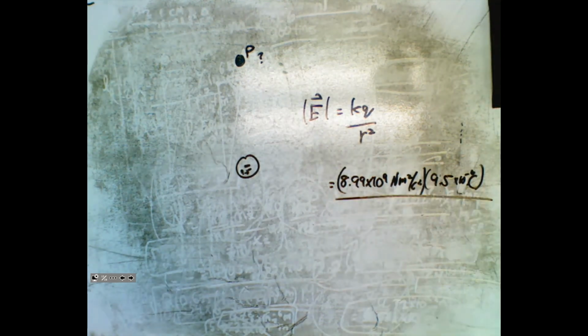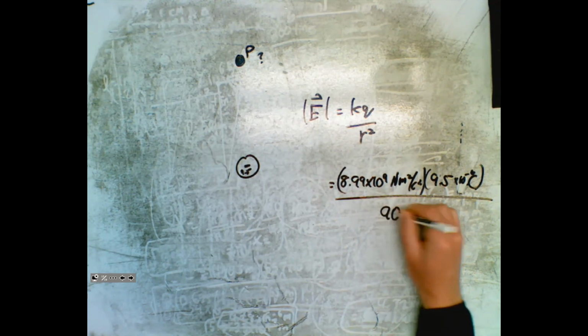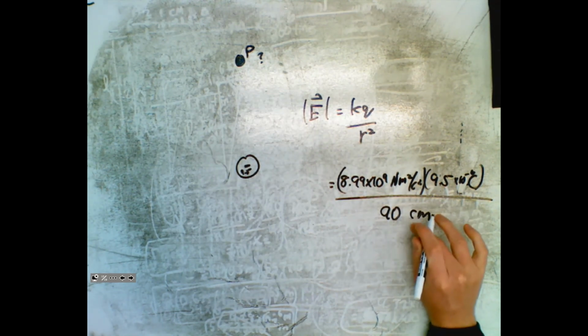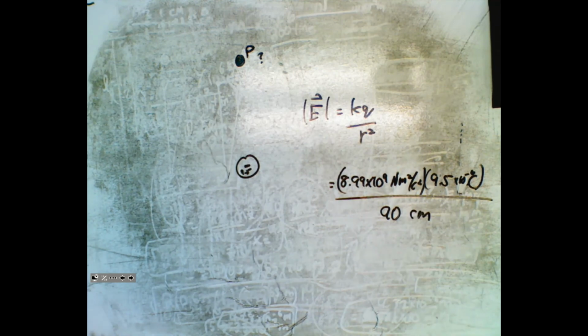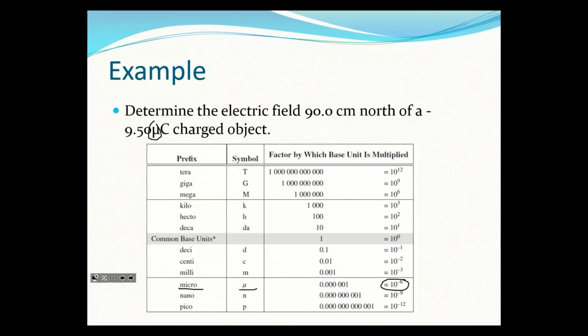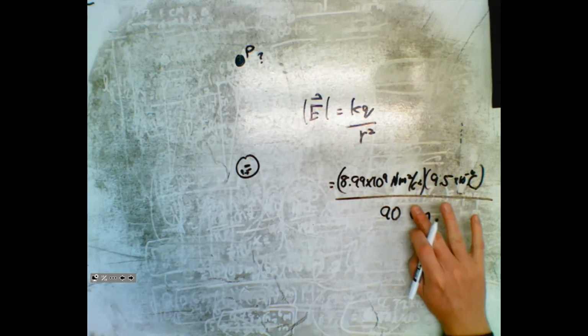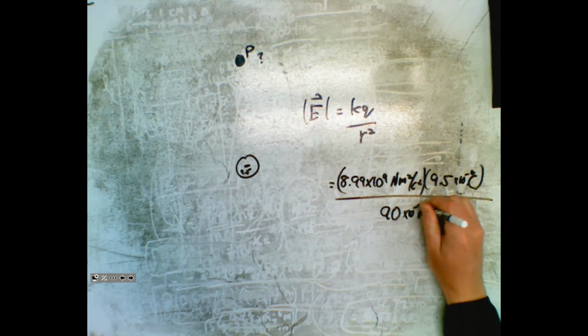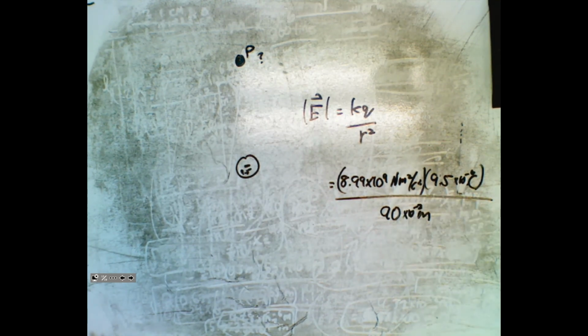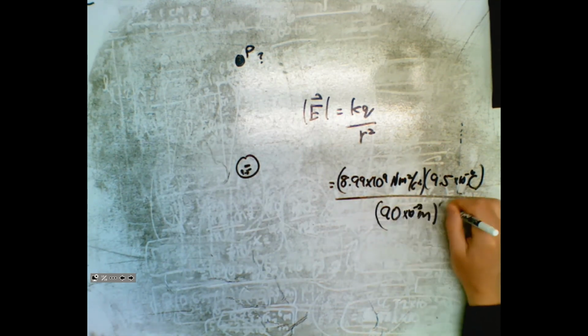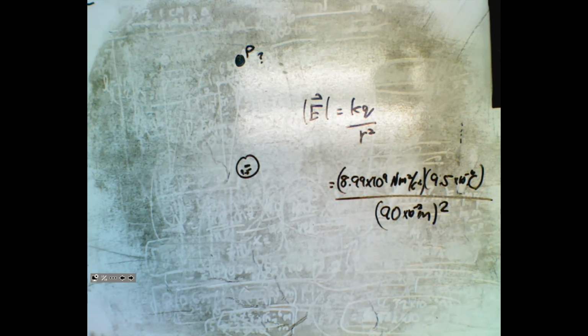And then we are 90 centimeters. So instead of writing 90 centa, I can look up on that same chart and I can see, what is centa equal to? Well, centa is equal to times 10 to the negative 2. So instead of writing centa, I can write times 10 to the negative 2. Right? And I have to make sure that I square that R value.